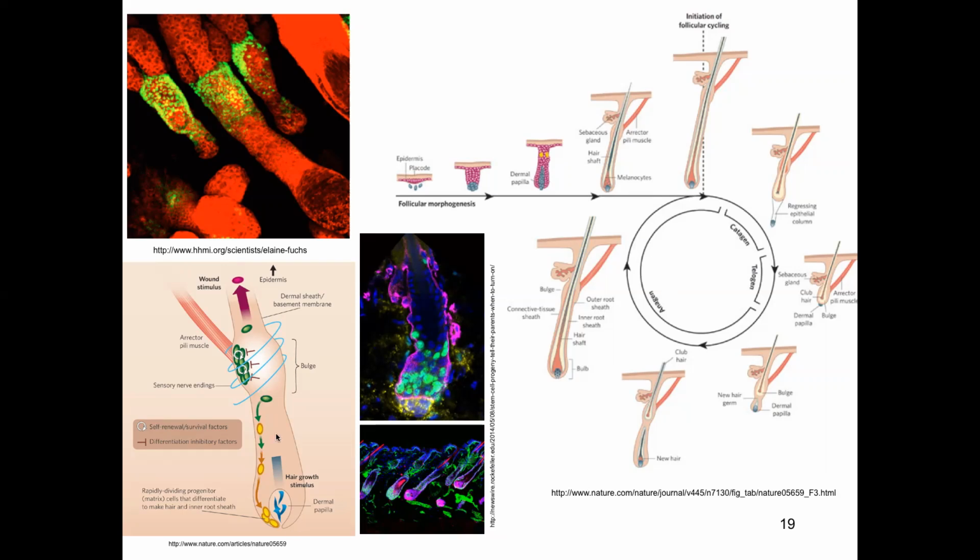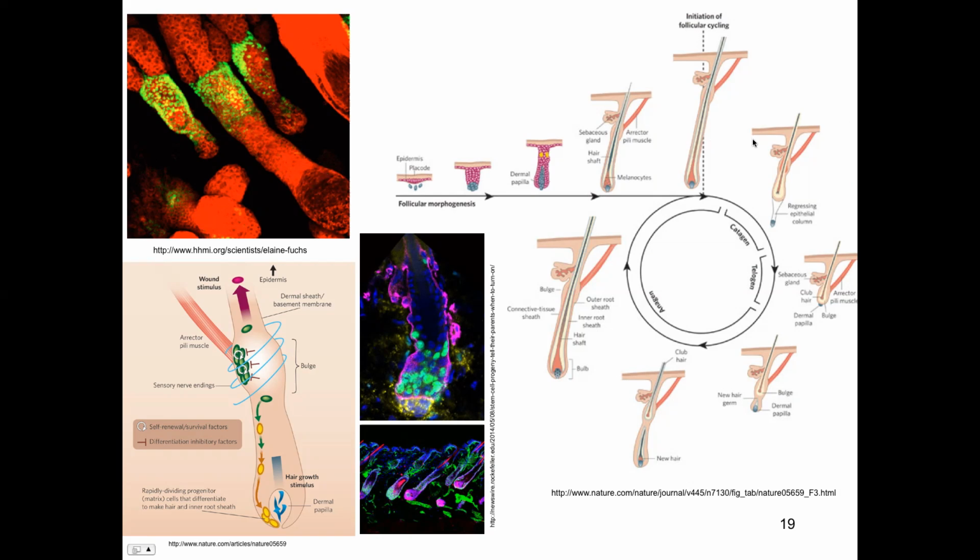Now, this is important: they're not found down here. And the reason that's important, and what you're looking at here is work from Elaine Fuchs' lab. You can see that this green here, these are the stem cells. They're stained with a certain antibody that has a fluorescent marker attached to it. They reside up here, okay? And then they go down here and do their work, all right? Now, why is that important?